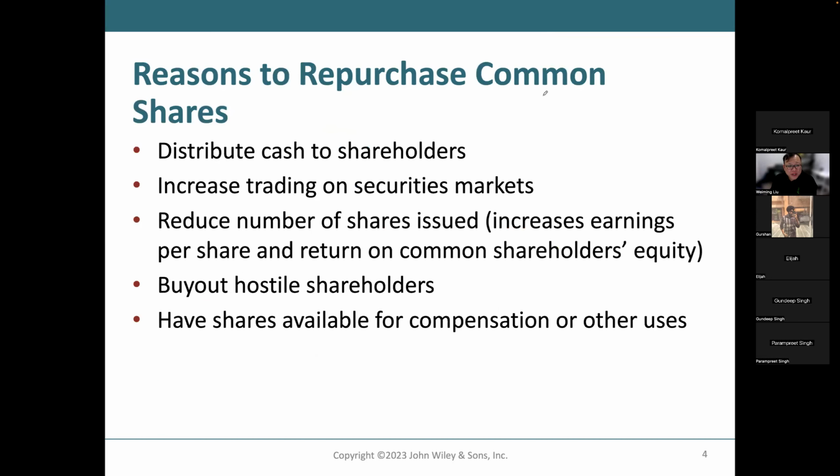Now, repurchase common shares. Okay, repurchase common shares. Company issue the shares to the shareholder. The company can also buy it back. We call it a repurchase. Okay. So why are they doing that? So they are giving the cash back to the shareholder.